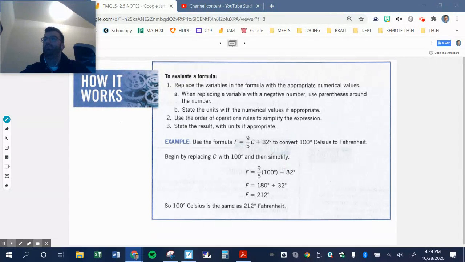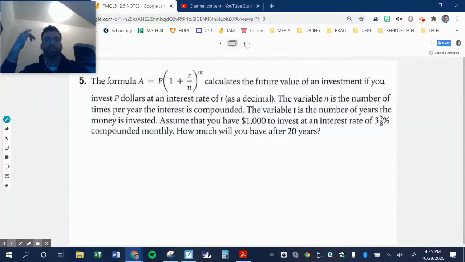You replace the variable with the value. Just plug it in. We just plug it in. Let's plug it in. The formula. All right. You've seen this formula before. This is the compound interest formula.